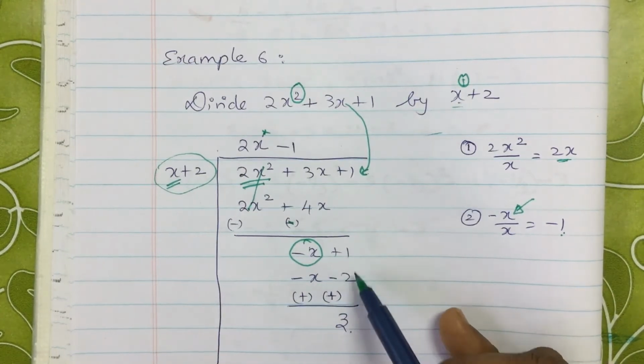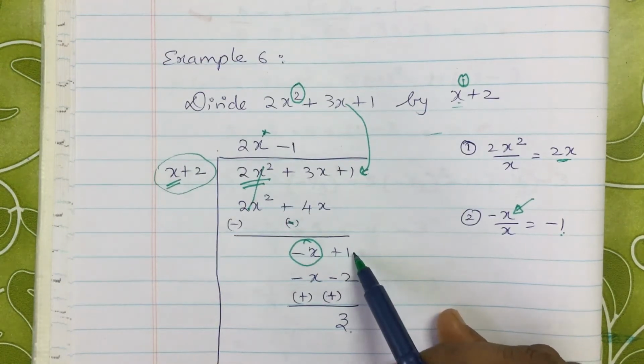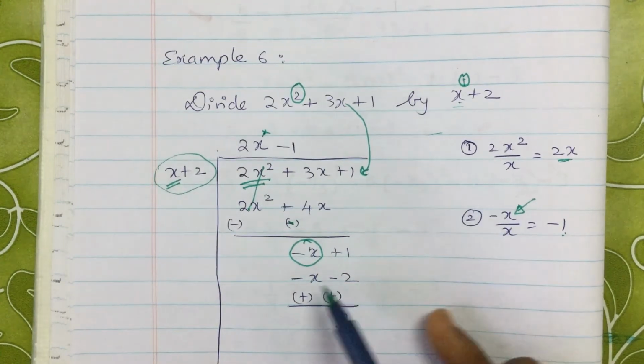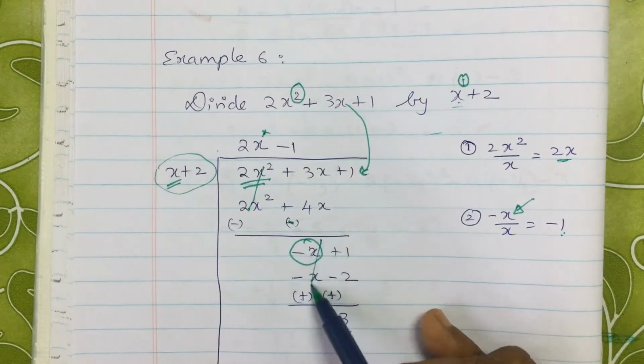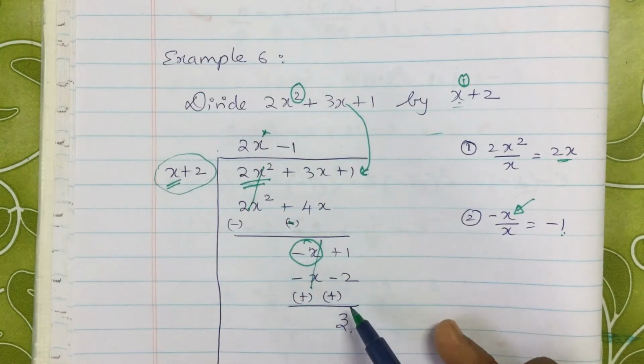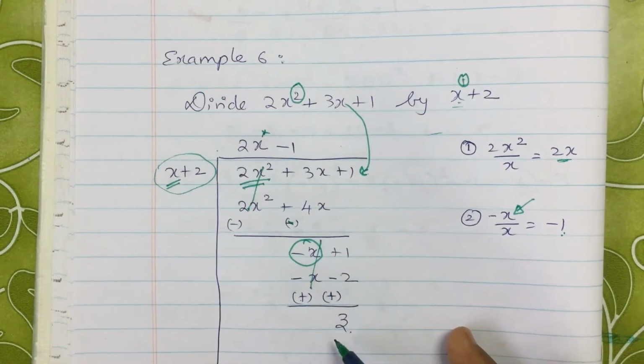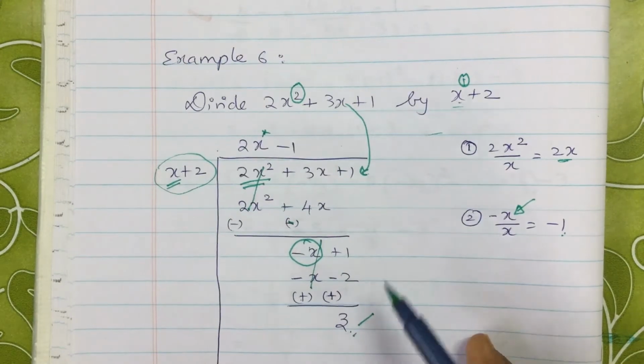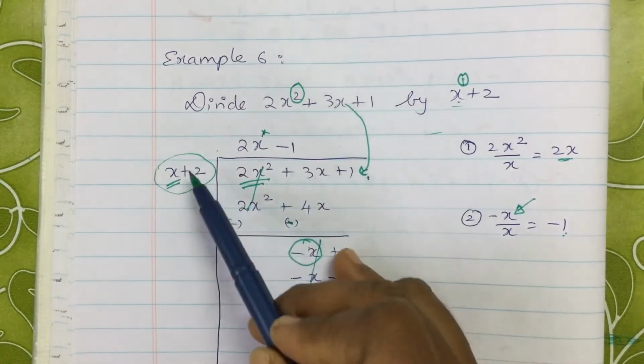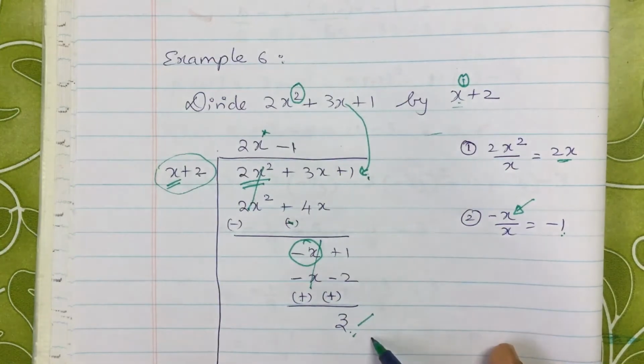And also what it means here, you are subtracting this term from this term. So I am changing the signs here. So plus, plus, and then you can cancel this. So this is plus 1, this is plus 2, therefore it is plus 3. This is your remainder. Now this is your dividend, divisor, quotient, and this is your remainder.